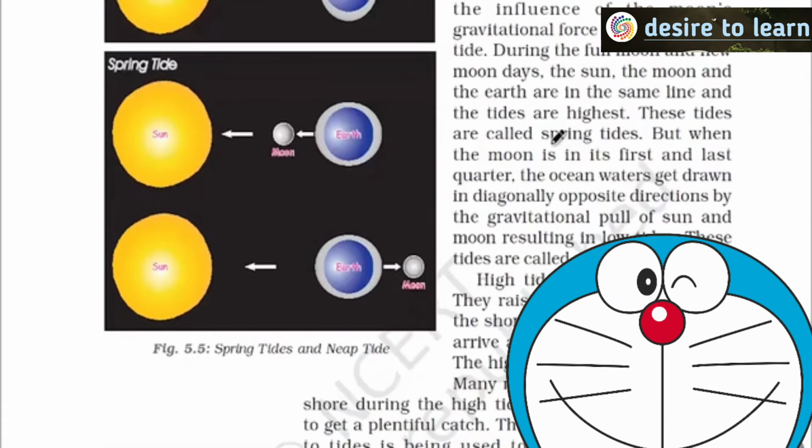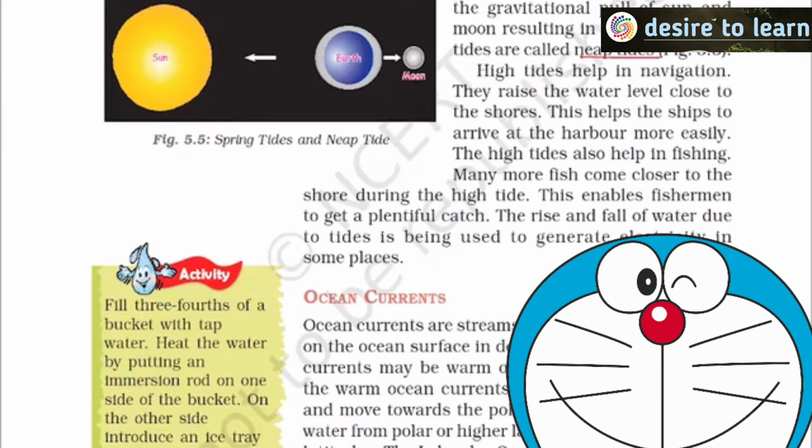And I talked about spring tides when all three are at the same place. And I also talked about neap tides when they are at different places. So what are the benefits of these tides? First, fishing will be good.